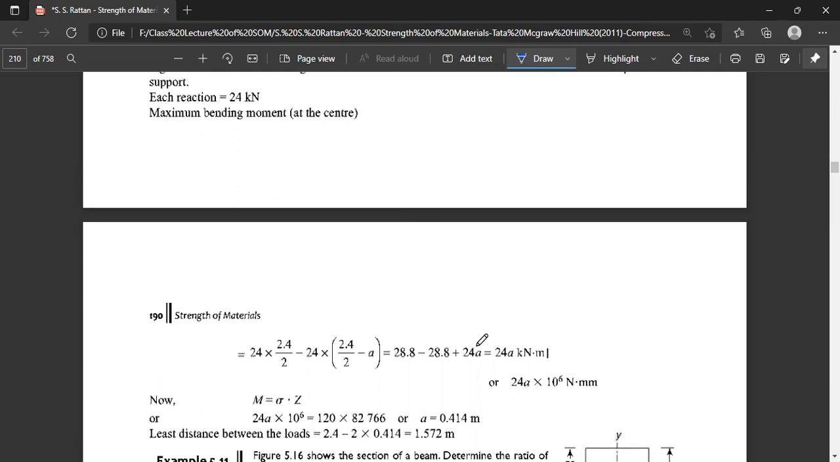Now, we know the maximum bending moment is the bending stress multiplied by the section modulus. So the bending moment is given as the applicable stress, which is 120, multiplied by 82.766, and a will just become 0.414 meter. So the distance between these two loads is 2.4 minus 2 into a, that is 1.572 meter.